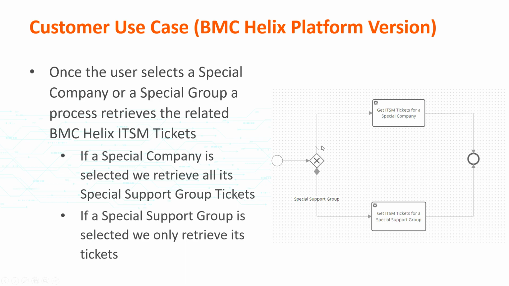The second process would be to get the incident for one specific company or one specific group. So here we can find back our branch, so our exclusive gateway. If in entry we got a support group, we will call this connector action. And if it's a company, we'll call another connector action.